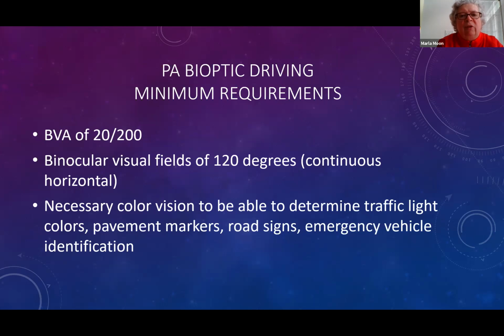And the visual fields requirement for general driving is in place as well. A binocular field of 120 degrees, continuous horizontal. So if an individual has a central scotoma, they're not going to qualify for this. It's necessary that they have some color vision. So at this particular point in time, an individual who has achromatopsia is not going to qualify for this. They have to be able to determine traffic light colors, pavement markers, road signs, emergency vehicle identification colors. Next slide, please.